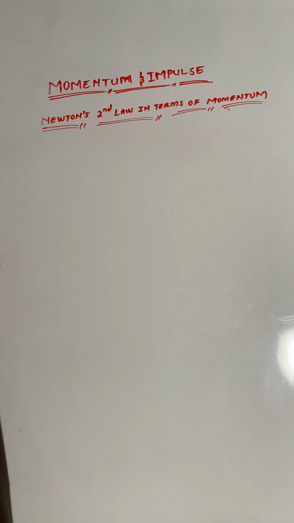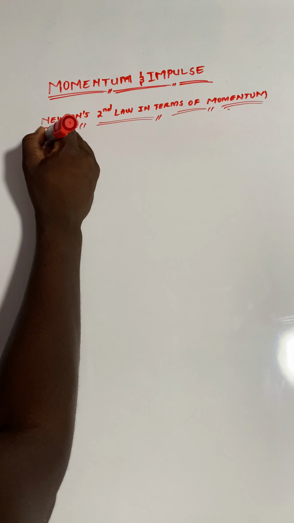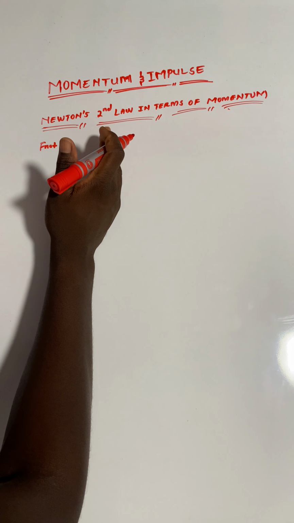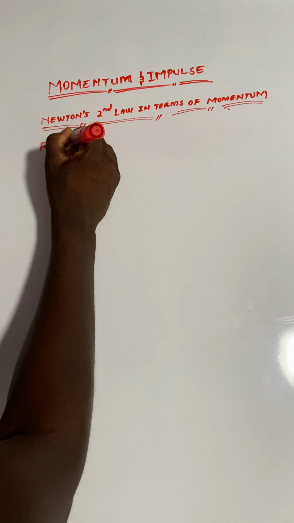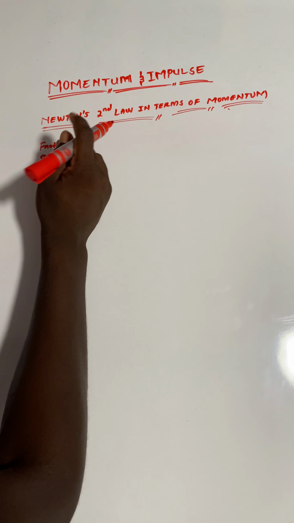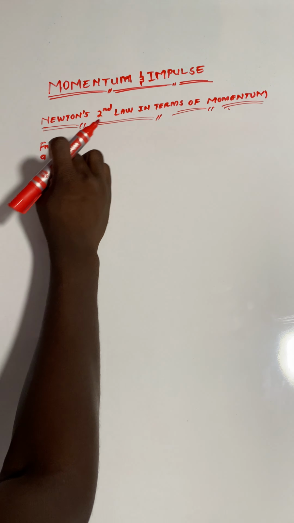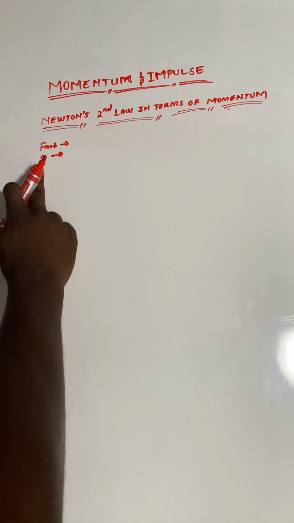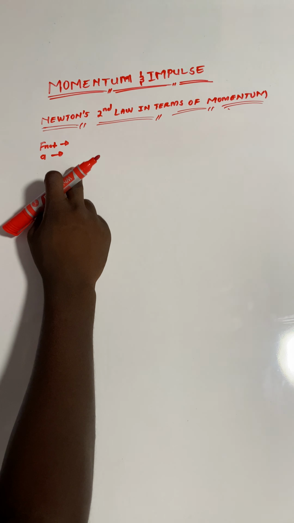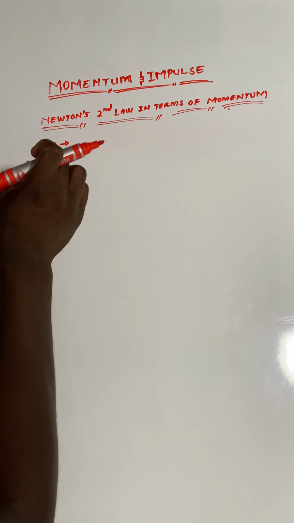Newton's second law states that when a resultant force or a net force acts on an object, the object will accelerate in the direction of the force. So if the net force is going to the right, we are also expecting acceleration to be going to the right. That is the basic idea of Newton's second law, which we will now express in terms of momentum.